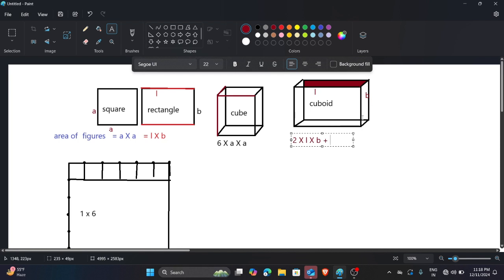But now what about this? Suppose this side we consider as an edge. No problem. So this side we consider as an edge.